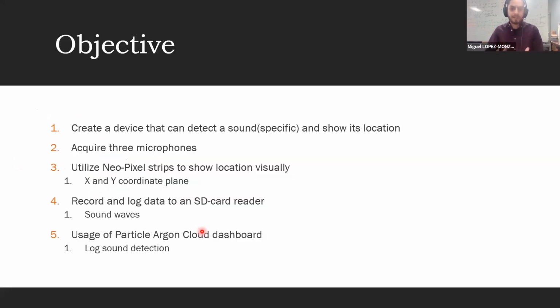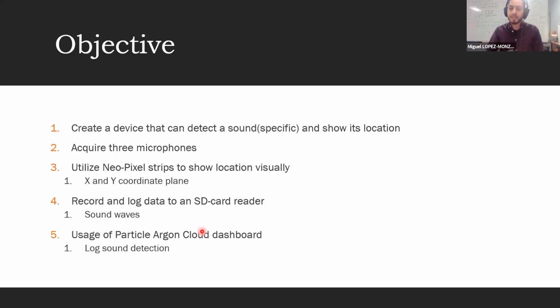So our objective was basically to create a device that can detect a sound, and this sound needs to be specific. It can't just be someone clapping, yelling or anything like that. It needs to be a specific sound that when it's activated, it does the job necessary. And with that, it also shows the location where it happened. So in order to do that, we need to acquire 3 microphones. I also added an option to utilize NeoPixel strips to show its location when it happens.